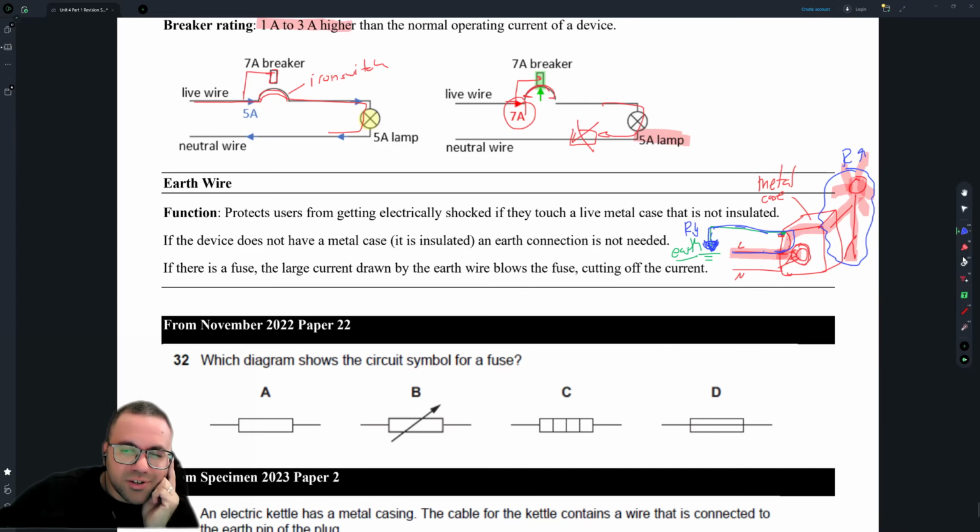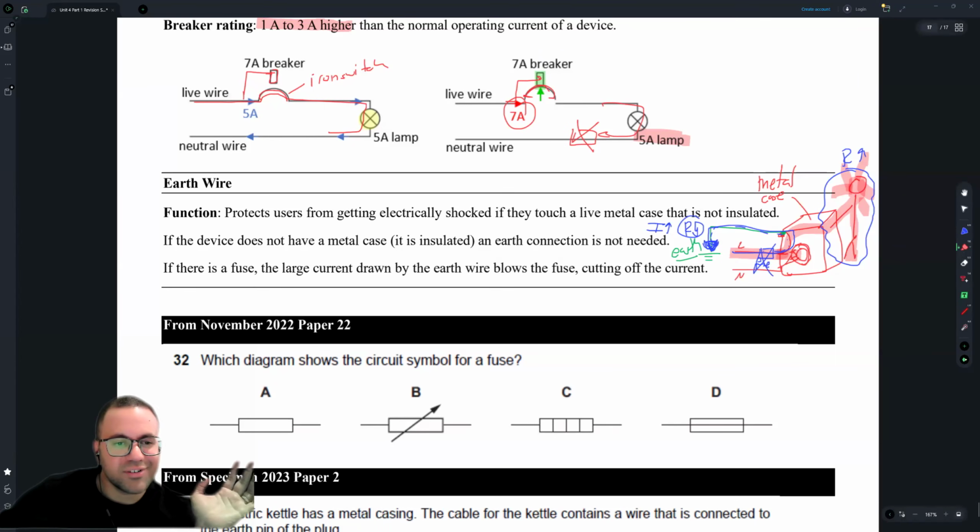Now, you might be thinking, but on its own, this means I'm losing electricity all the time. Well, because the earth wire has very low resistance, it causes the current to spike, increase a bit, increase a lot, which causes the fuse to trip. And phew, it's gone. So what does an earth wire do? It protects you from getting electrically shocked if a metal case is live. Okay? If something doesn't have a metal case, you don't need an earth wire. And if you have that earth wire, the fuse will blow.